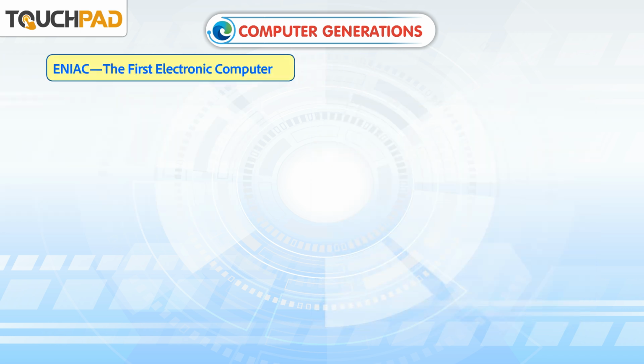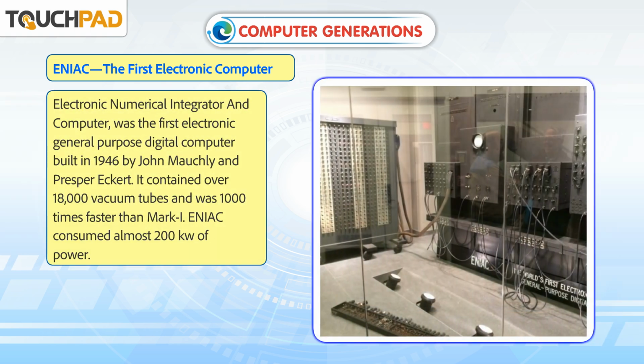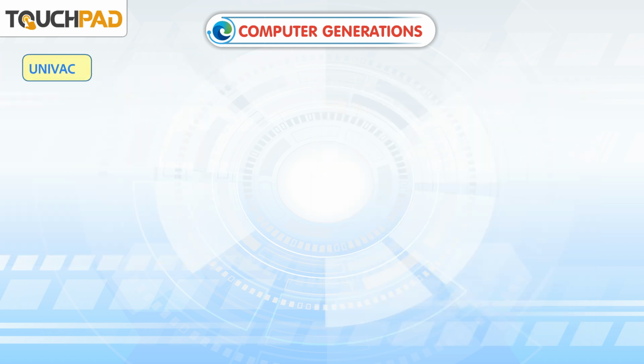ENIAC, the first electronic computer. Electronic Numerical Integrator and Computer was the first electronic general-purpose digital computer built in 1946 by John Mauchly and Presper Eckert. It contained over 18,000 vacuum tubes and was 1,000 times faster than Mark I. ENIAC consumed almost 200 kilowatts of power.